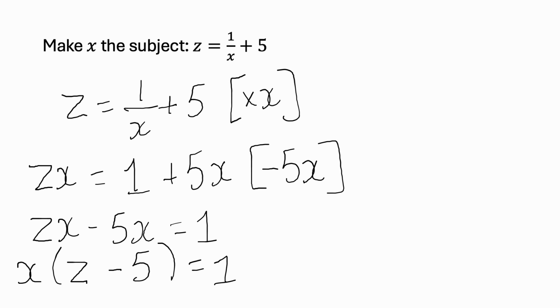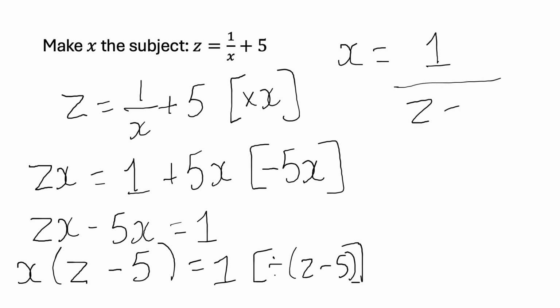So now to get that x by itself, we need to eliminate this bracket z minus 5. And in order to do that, we have to divide, so essentially do the opposite. So we are dividing by z minus 5 on both sides. So we end up with x is equal to 1 all over z minus 5.